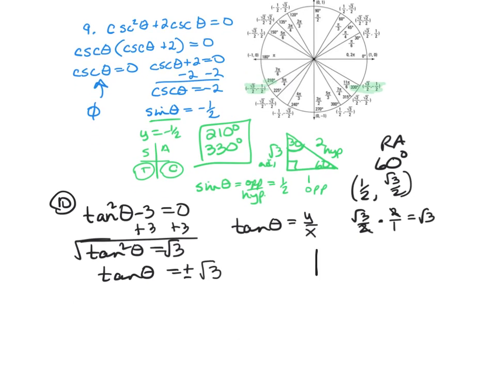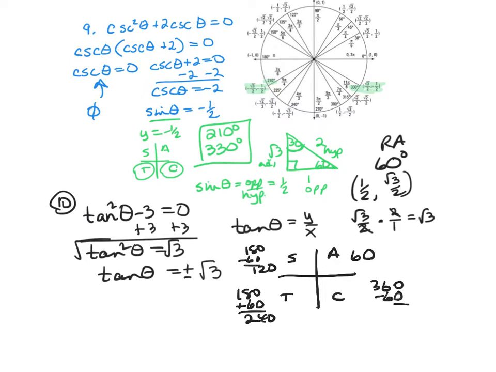So here, all students take calculus. My reference angle here is 60. I can do 180 minus 60 and get 120. 180 plus 60, get 240. 360 minus 60 and get 300. So that's doing it that way. So my four answers here are 60, 120, 240, 300.